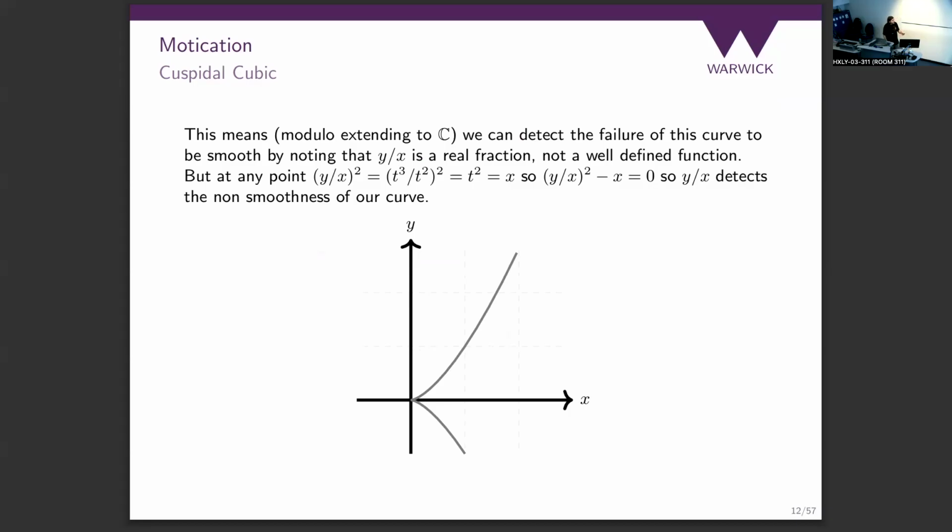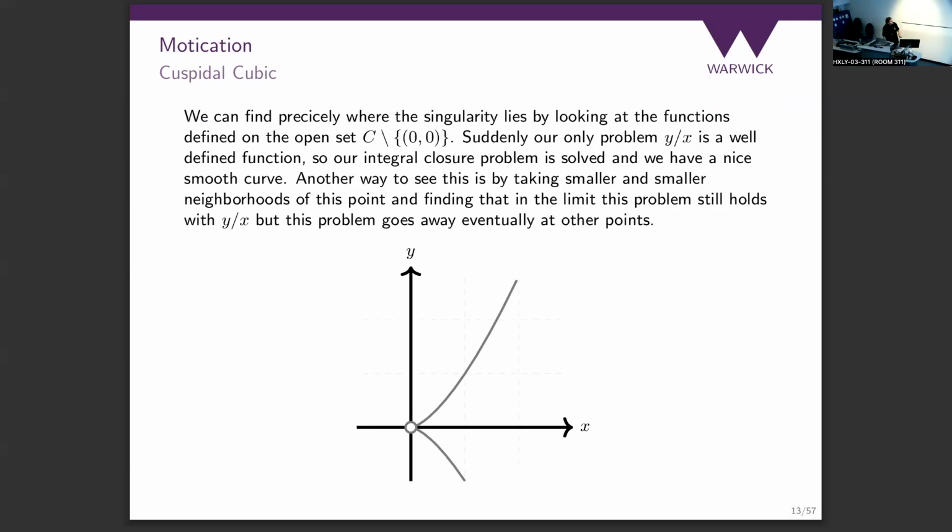We can do so by, well, we know where it is, right? It's at 0. So if we consider the open set containing all the points except for 0, we just remove the 0, then we can compute the functions defined on this curve. And now we've got no problems, right? Because y over x is now a well-defined function. We can divide by x because x is never 0. Our problem goes away. Our ring of functions is integrally closed. It's as nice as we can get, right? So by studying the functions on the space, we've found where the singularity is.